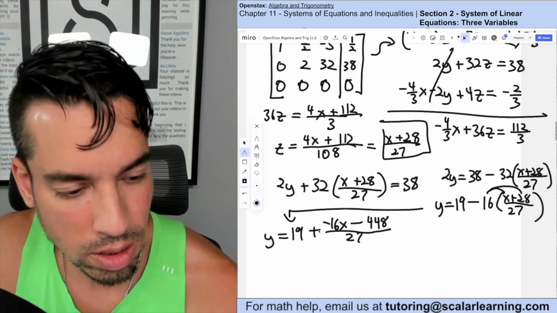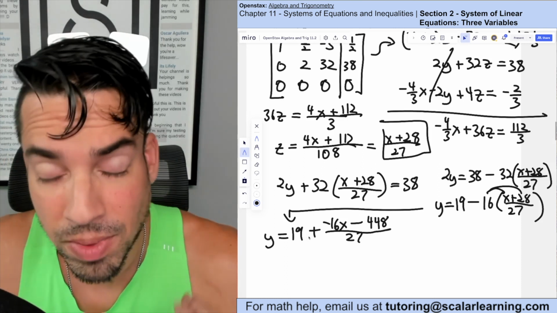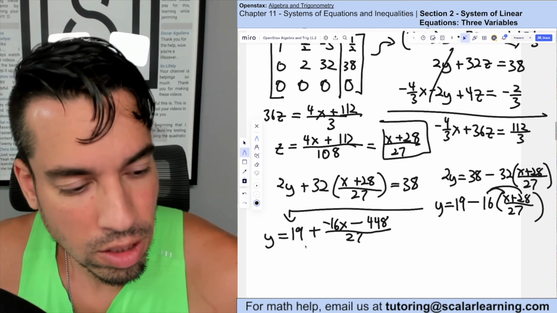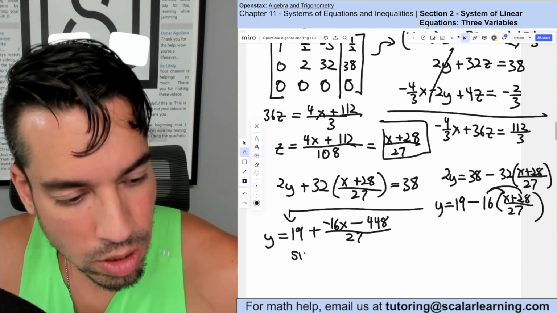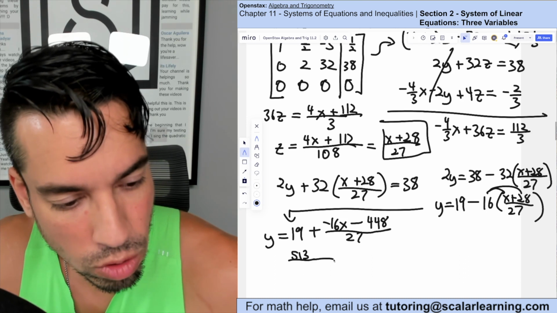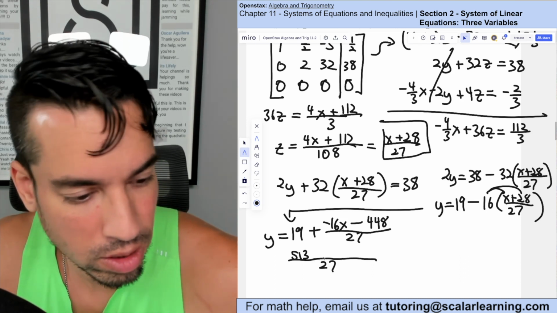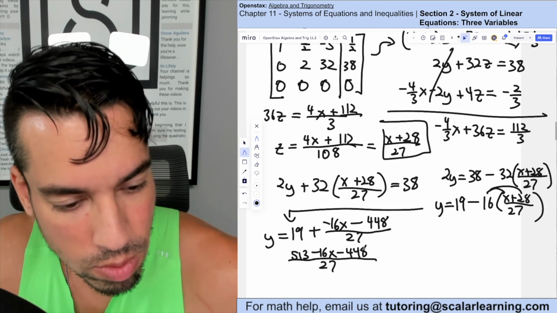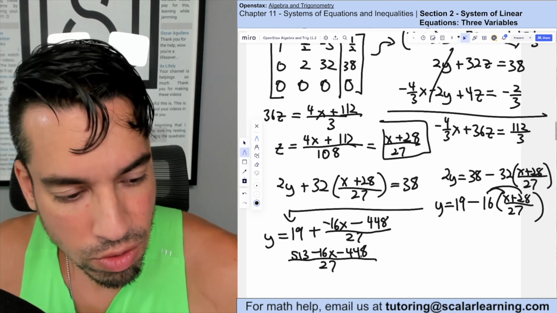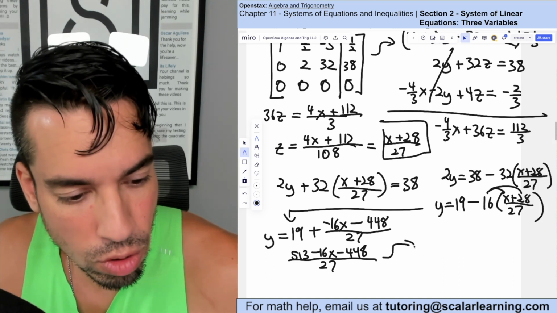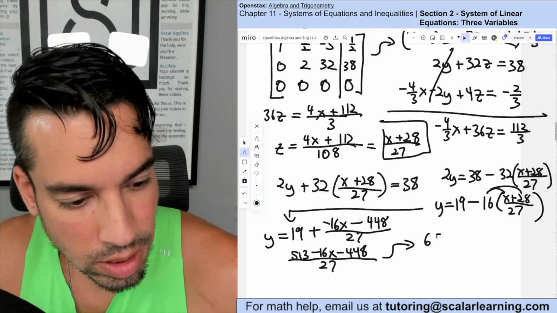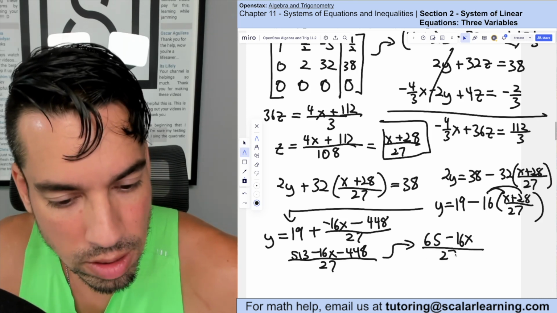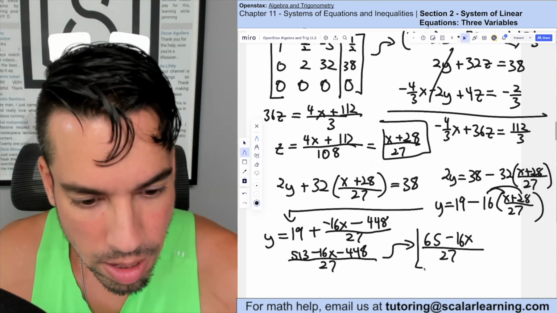And then if I want to combine like terms or make a fraction, I'm going to put 19 over 27 as well. 19 times 27 is 513. So that becomes 513, and now everything is over 27, right? Minus 16x minus 448. We can simplify a little bit here. 513 minus 448 is 65. So finally, we have 65 minus 16x over 27. So this is my value for y.